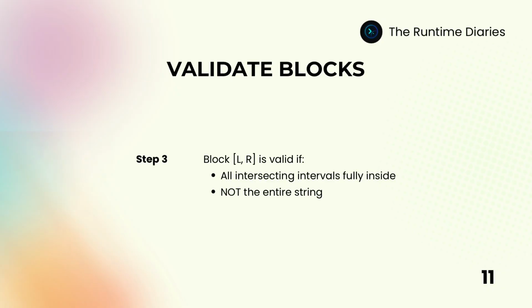Let me say that again more carefully. So for each character in the alphabet that appears in the string, check its interval. If the interval is completely outside L, R, that's fine, no problem. If the interval intersects L, R even partially, then the entire interval must fit inside L, R. If it sticks out to the left or right, the block is invalid. This is the validation rule that determines whether a merged block is truly self-contained.